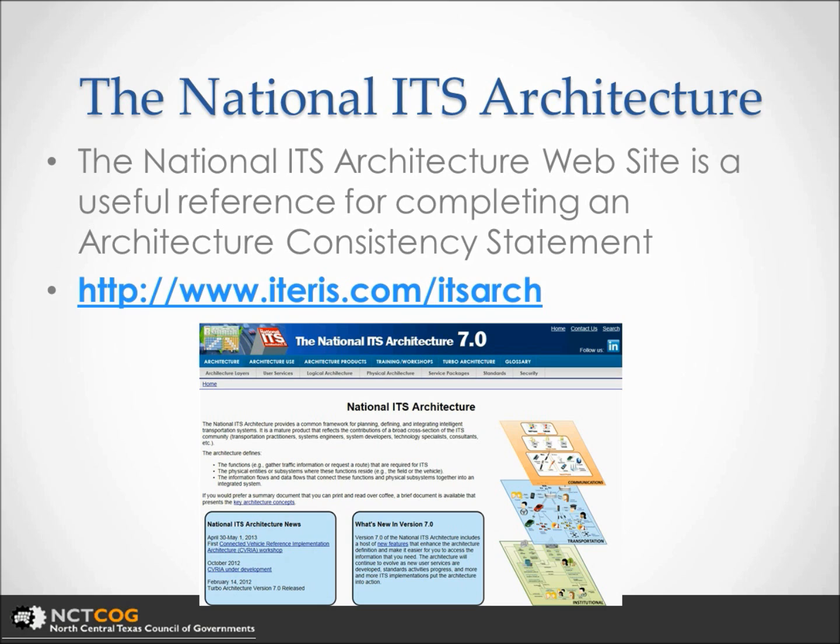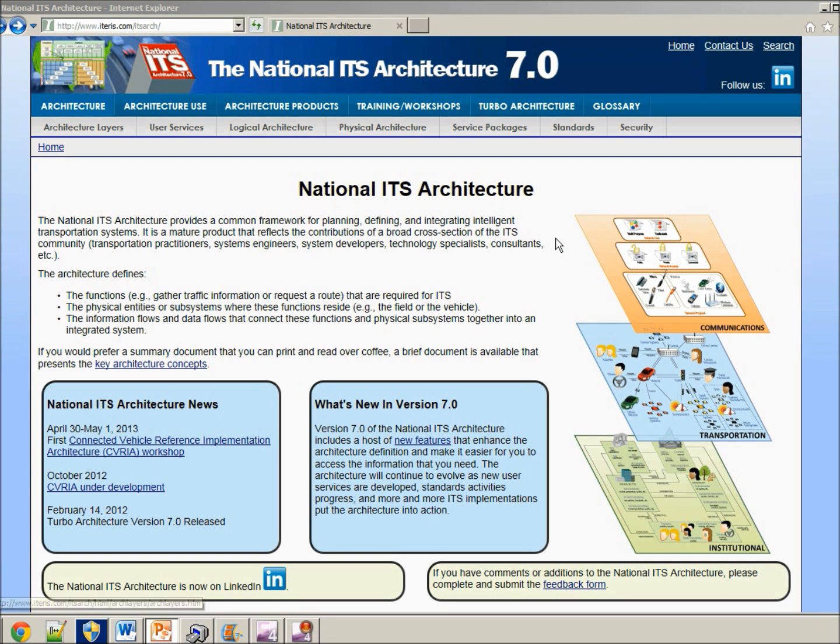The National ITS Architecture website is a useful reference for completing an architecture consistency statement. The architecture can be found at www.iteris.com/ITSARCH. On the National ITS Architecture website, you'll find information about the most recent National ITS Architecture with which the region's architecture will stay consistent.